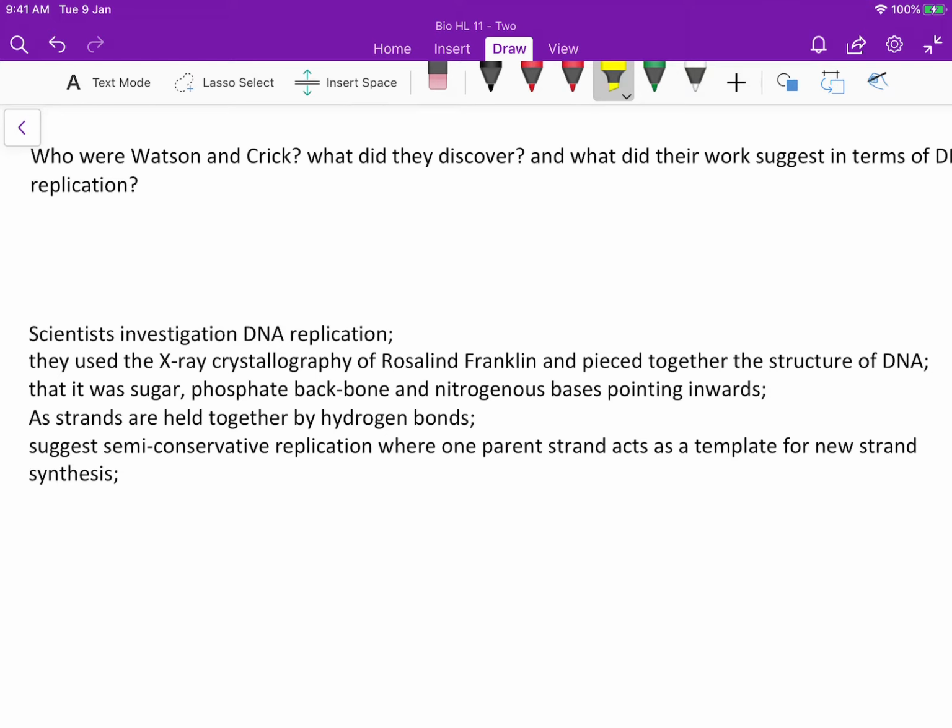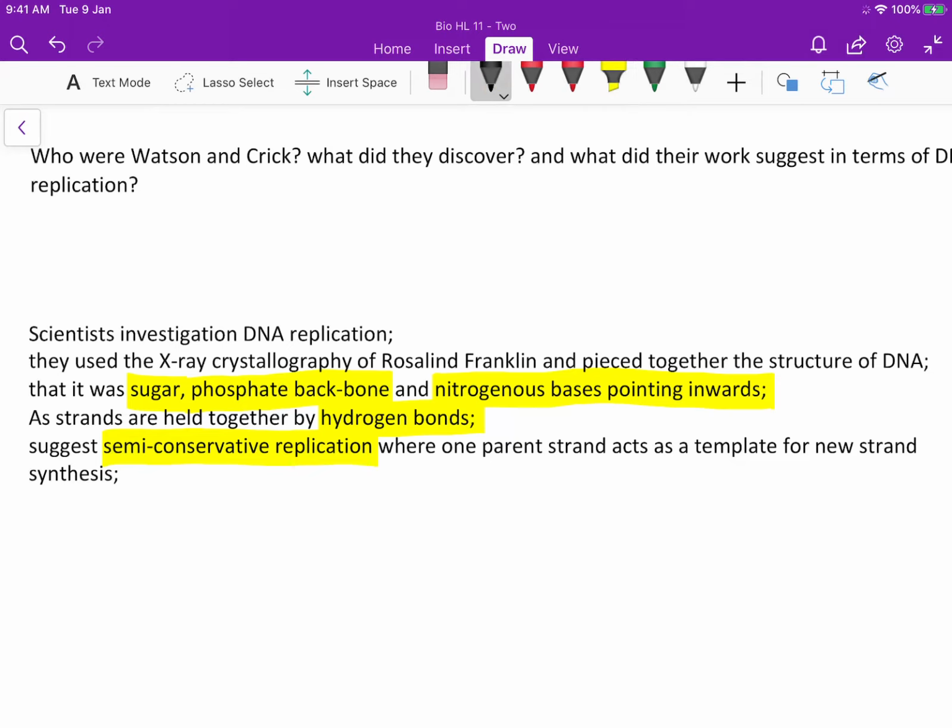So in their model, they had sugar and phosphate as the backbone, with nitrogenous bases pointing inwards, and this matched their evidence. And they could also see how hydrogen bonds would link the nitrogenous bases from the two strands. Now this suggested, because it was hydrogen bonds between the two strands, semi-conservative replication, and we'll come to that.